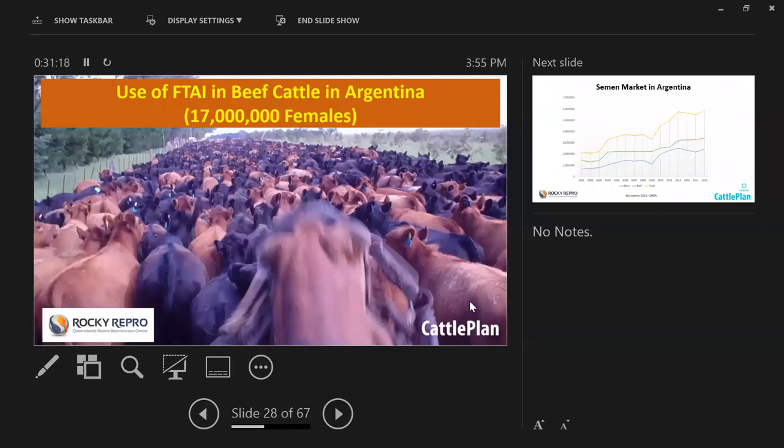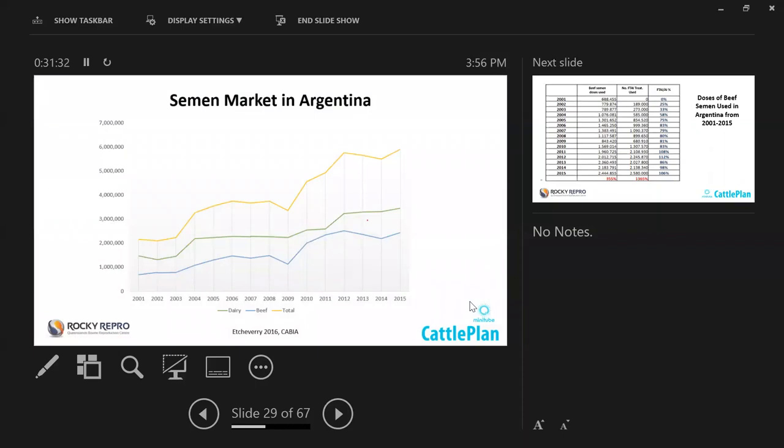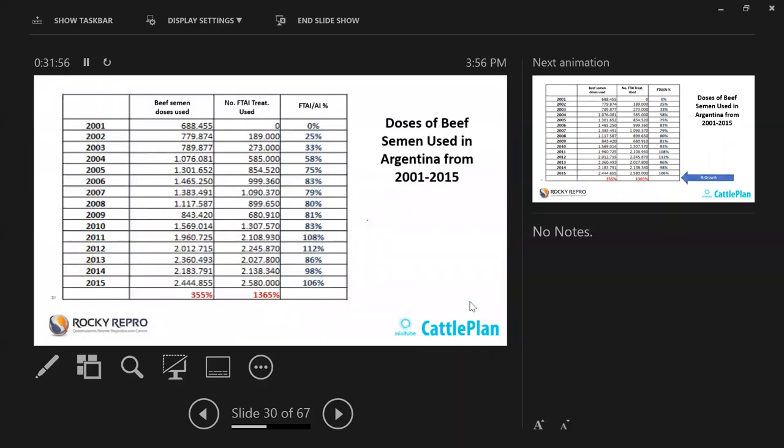So I'll give you a look at each market that we've talked about. In Argentina, there are 17 million females that are bred to fixed time AI every year. And this is what the Argentinian semen market looked like between 2001 and 2015. The total number of semen doses sold is in yellow, sitting at just over 6 million. The dairy one is a little bit higher than beef, as you would expect. This looks at those numbers a little closer: the number of semen doses used each year, and the number of those doses used in fixed time AI programs.